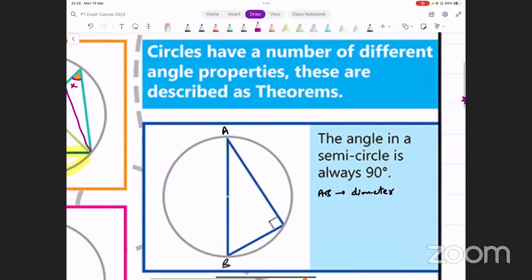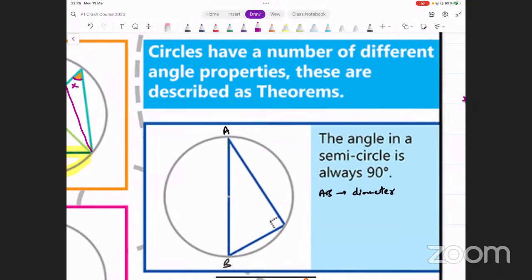Now the next one is the angle in a semicircle is always 90. So think of it like this, angle made by a diameter. AB is the diameter here. Angle made by a diameter on the circumference, this is always 90. All right. So if you were to make lines from the endpoints of a diameter to a third point on the circumference, the angle here is going to be 90 degrees. You could make any other angle that would also be 90.